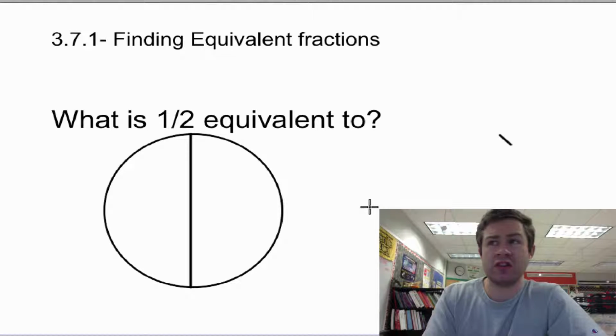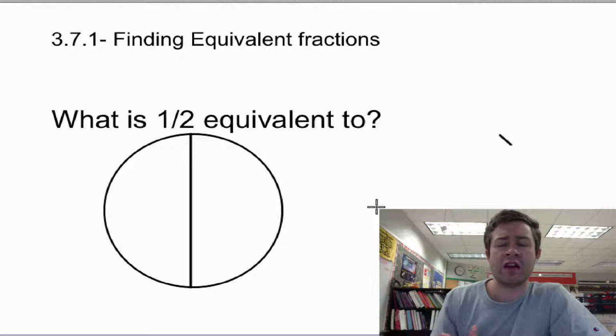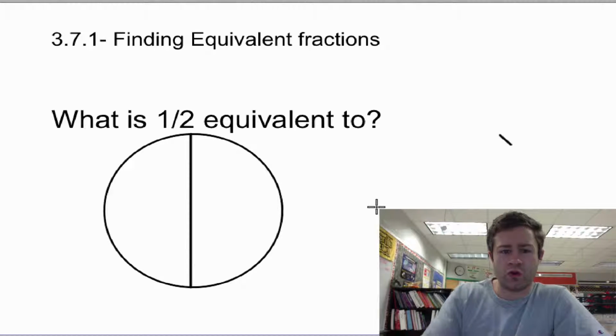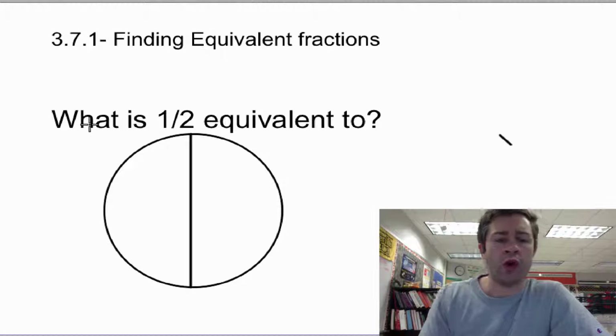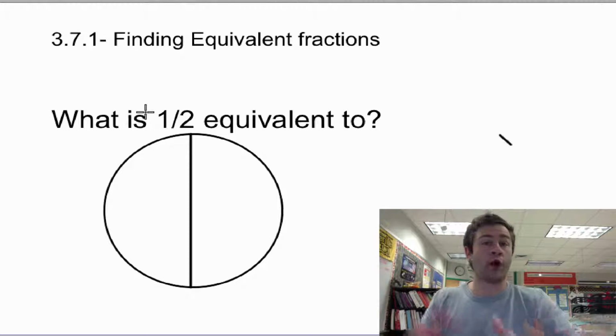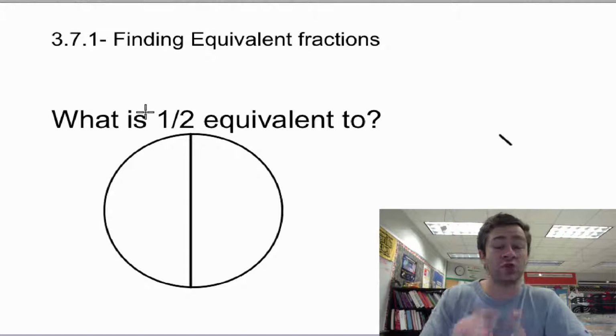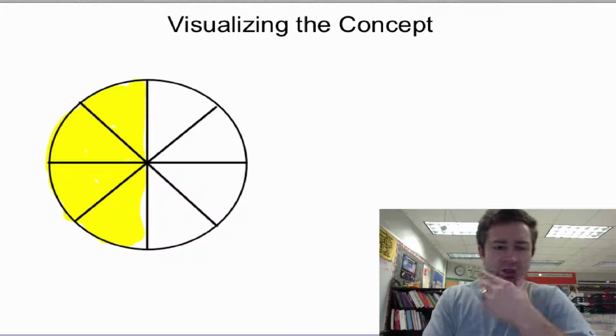This is a preliminary lesson to help us with finding the sums and differences of fractions with uncommon denominators. And so what we're really thinking of is, what are some other ways I can write 1/2? Or what is 1/2 equivalent to? And so let's visualize this for a moment.